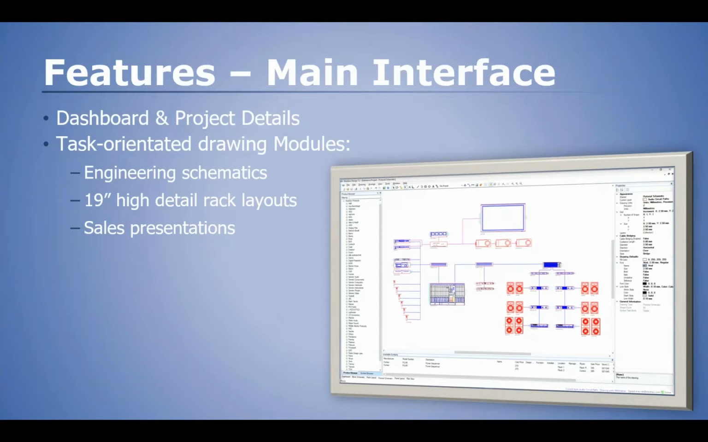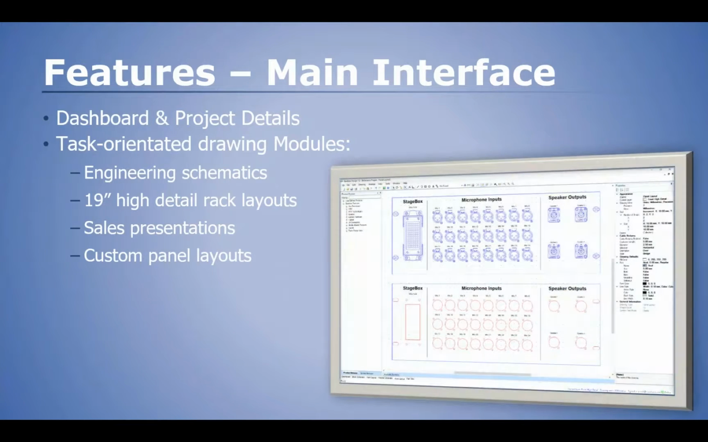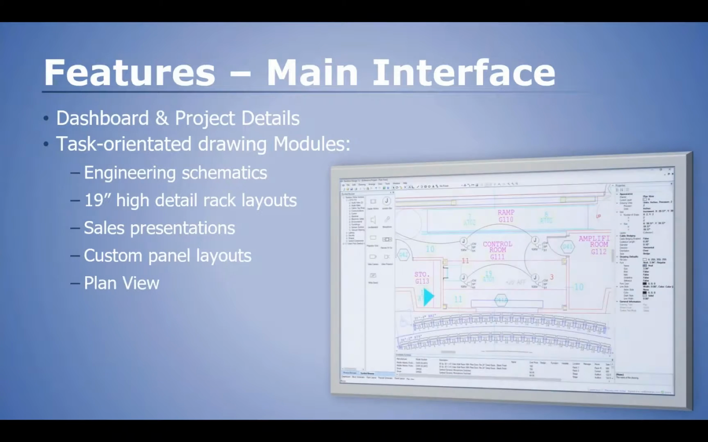It shows the design intent in a way that a non-technical audience can understand without showing all of the engineering detail. The fourth drawing module is called Panel Layouts. This is for when you're creating custom metalwork for connection panels or control panels. And the fifth and final drawing module is Plan View. This is a general purpose 2D CAD interface, which has a focus on floor plans and reflected ceiling plans.